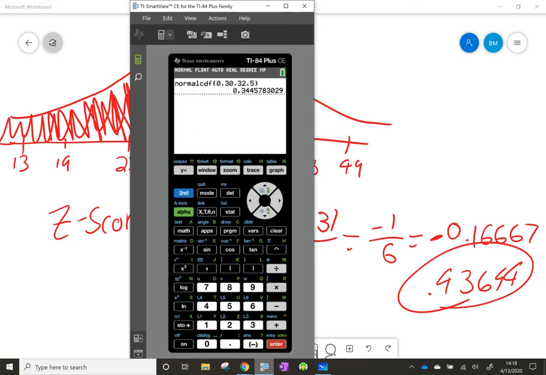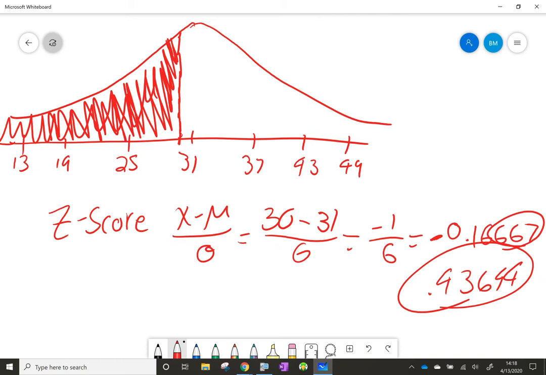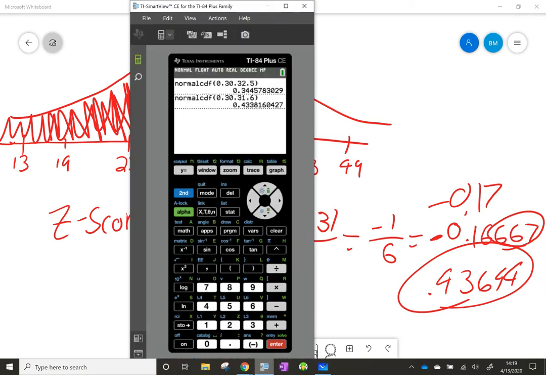So if we want to use our calculator, let's go to the calculator. So remember, second vars, go to normal CDF. The lower bound is 0 for 0-minute delivery. Upper bound is 30 for a 30-minute delivery. The mean for this one was 31, and standard deviation was 6. Do all that, we paste, and there you go, 0.433816. So very close to what we got from our table. Remember, our table doesn't go out this many decimal places. From our table, we just rounded this to -0.17. So our numbers are a little off, but they're still pretty close together, right? 0.43381 versus 0.43644. Pretty similar.